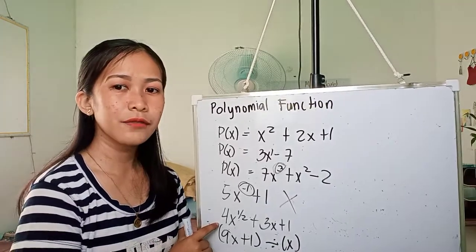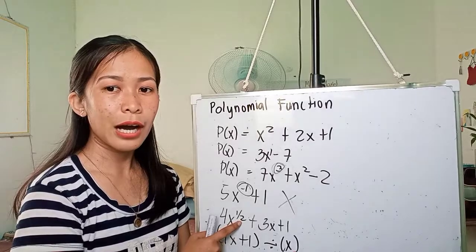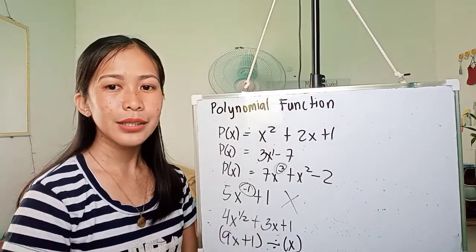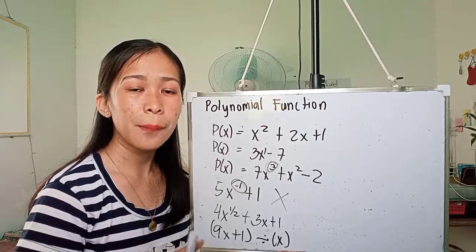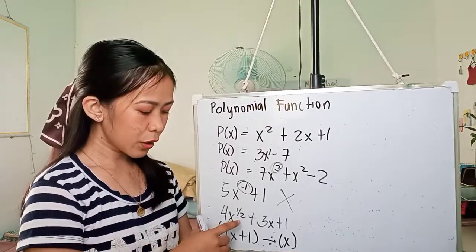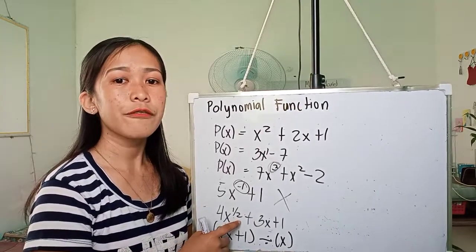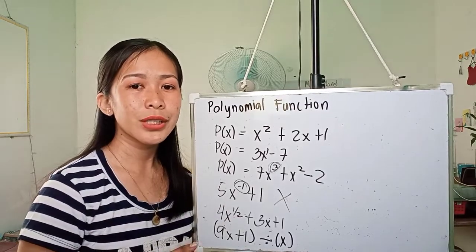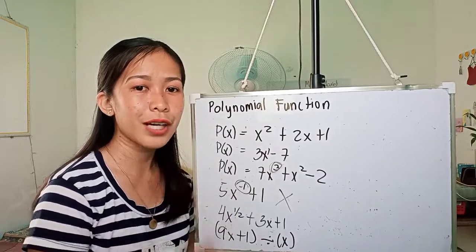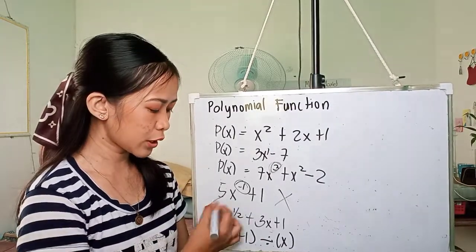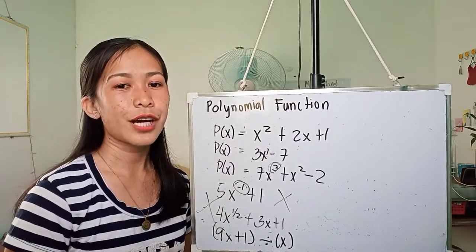Number 5, we have 4x raised to 1/2 plus 3x plus 1. Of course, this is also not a polynomial function. Why? Because the exponent is a fraction. And we cannot consider a fraction in a polynomial expression, equation, or function. Okay, so therefore, this is not a polynomial function.